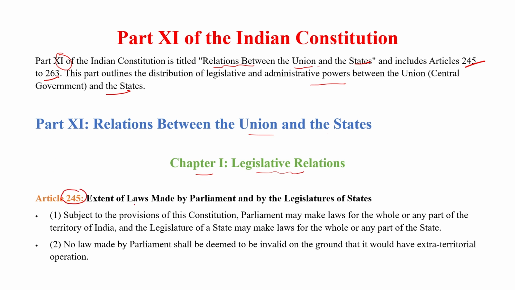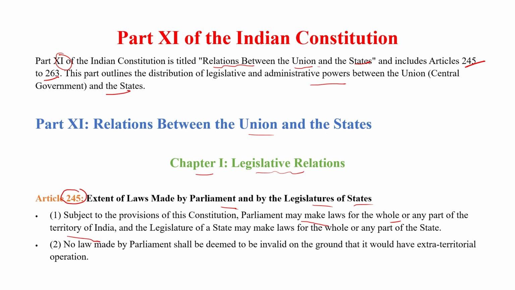Article 245: extent of laws made by Parliament and by the legislature of the state. What does it mean? It means Article 245 explains for which part Parliament can make law in the country and for which part a state legislature can make law, or that the law made by Parliament cannot be rejected by the state. Basically, Article 245 says that subject to the provisions of the Constitution, Parliament can make law for the whole or any part of the territory of India.